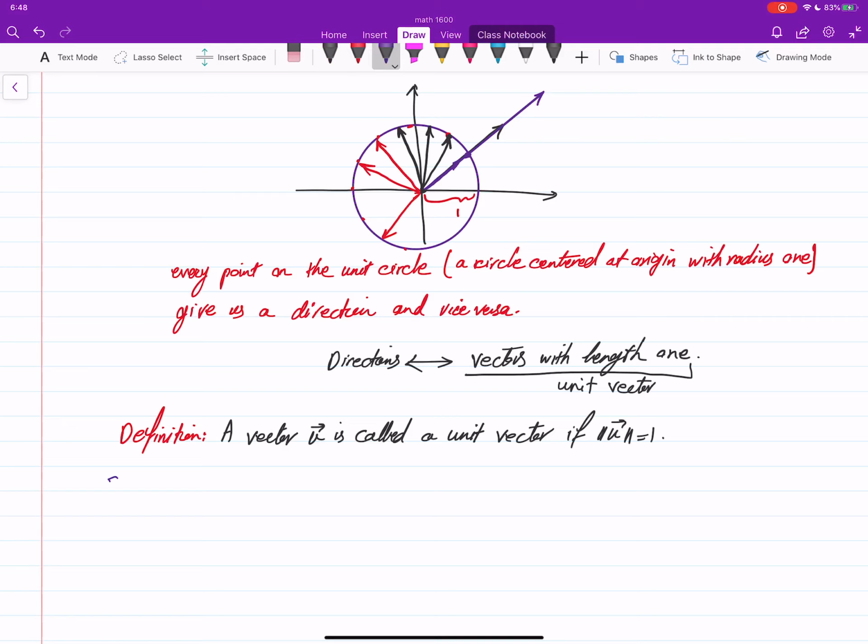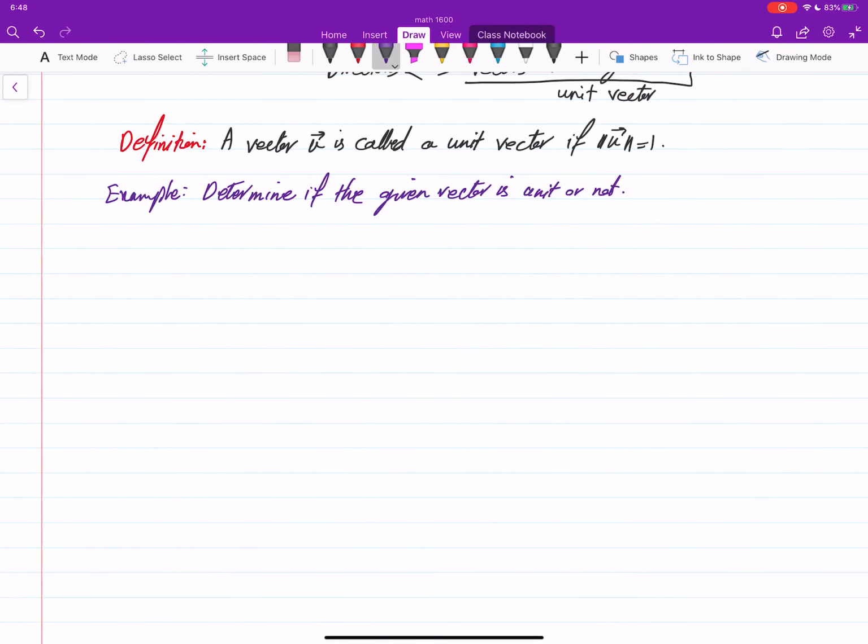Well, for example, we can check if a vector is a unit vector or not. Determine if the given vector is unit or not. I have three vectors actually. One is in R2: 3 over 5, 4 over 5. The other one is in R4: 1, negative 1, 1, 1. And the other one is 0, 0, up to 0, and the last one 1, or for any n, any number of components.